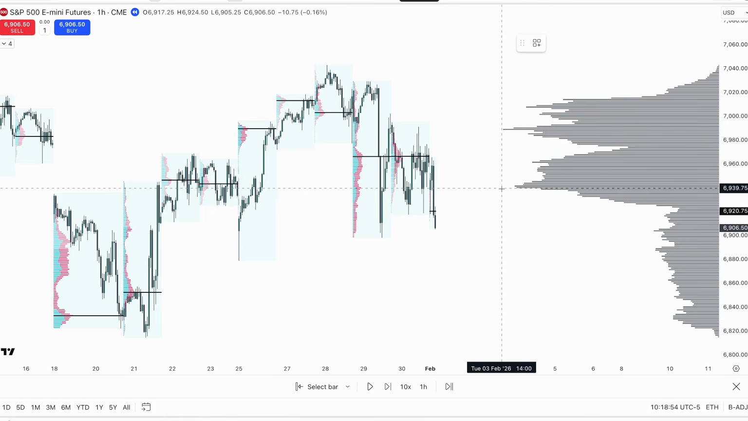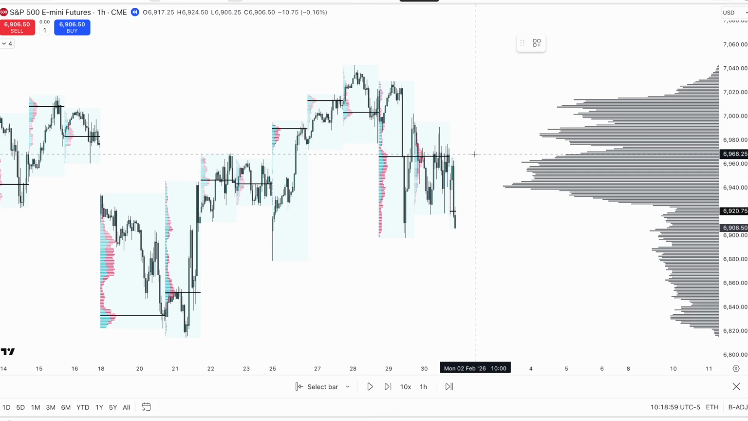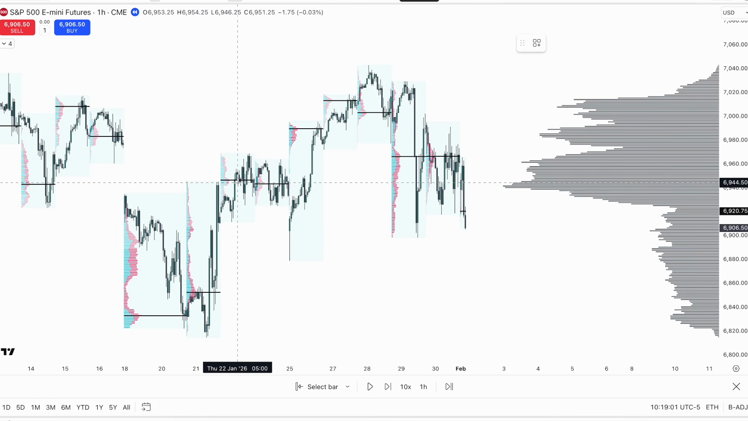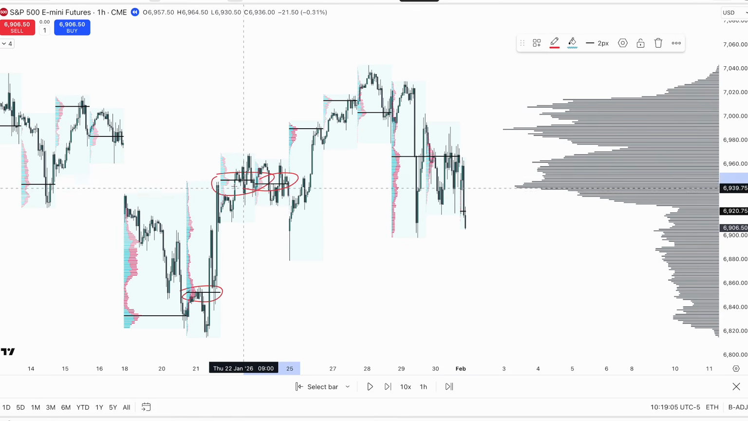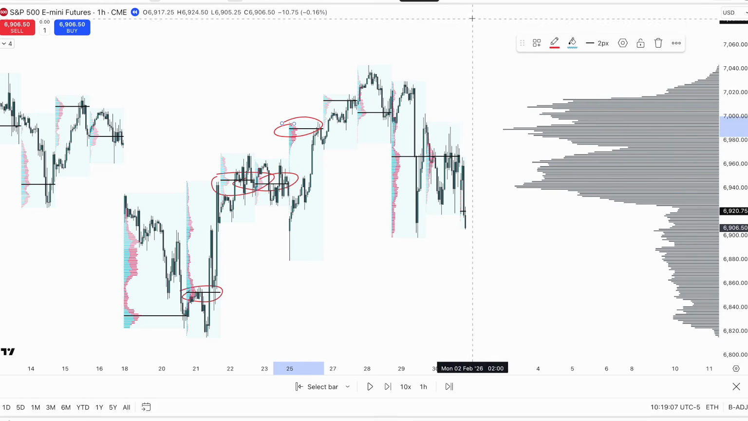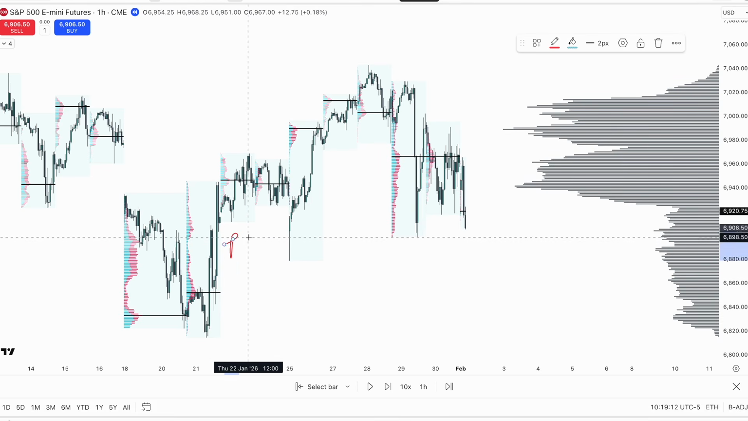But finding your anchor level is actually pretty simple. It's just 2 requirements. The first is going to be on the SVP. Now for the SVP, the key here is the POC, which are these black horizontal lines. The POC is the point of control, and it represents the highest volume point for the day. So it shows where there was the most activity for the day.